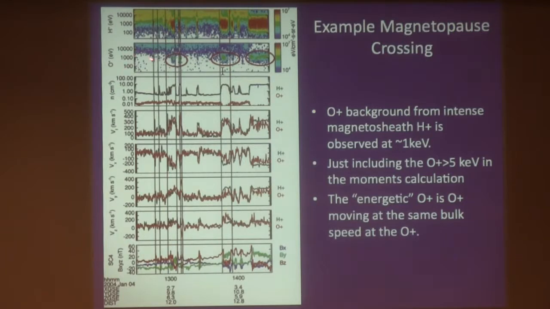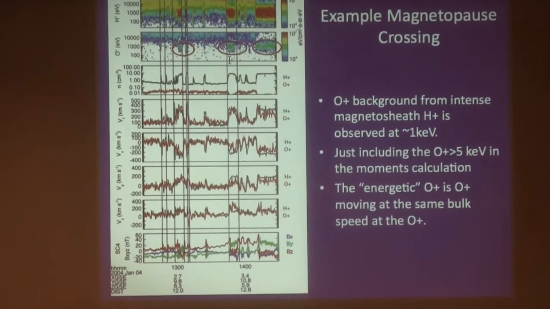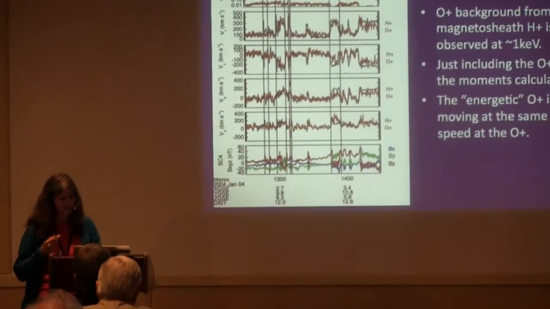If we calculate the oxygen moments and include just the energetic portion and then plot the velocities, you see that they actually lie exactly on top of each other. What you see here, even when we're going to the magnetosheath, is a population that's flowing at the same velocity, but just from looking at the energy spectrum, you wouldn't get that impression. So these are all things to keep in mind when you're looking at the oxygen.